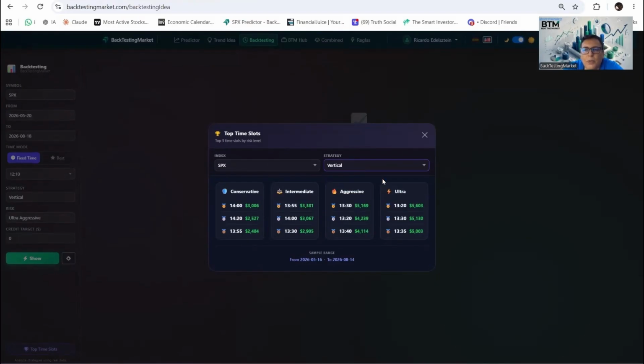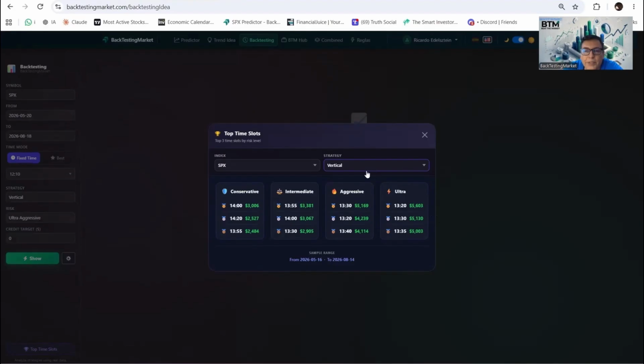The vertical has been giving awesome money, $5,603. This is the ultra aggressive. You also have the aggressive, intermediate, and conservative. Myself, I like ultra aggressive and aggressive best. Why? Because it gives you more credit. If you choose conservative, you're going to have less credit, and if you have one day that it goes against you, you're going to have a huge hit.